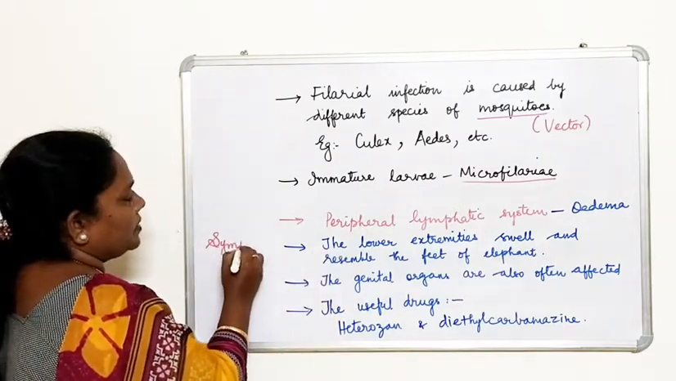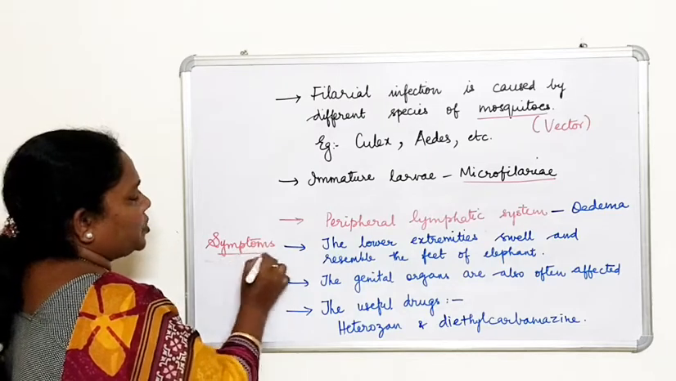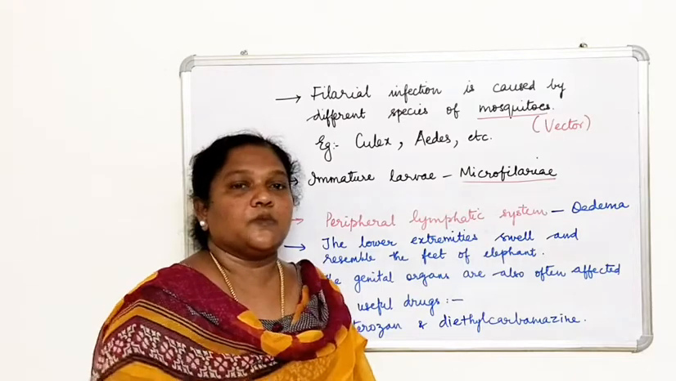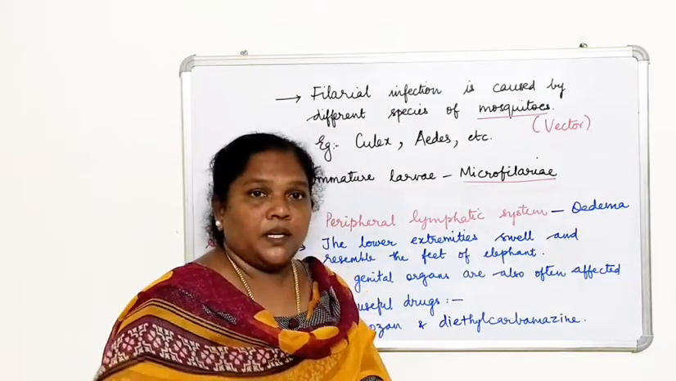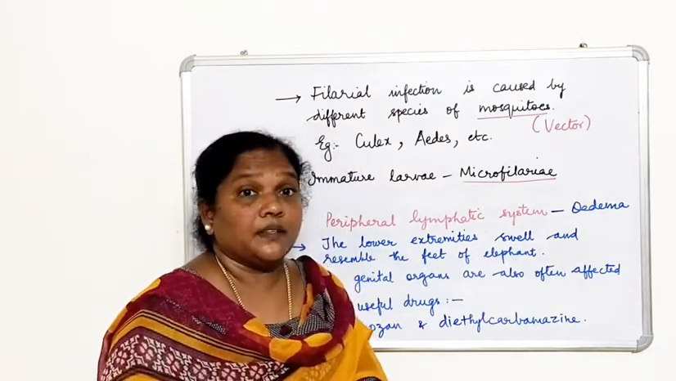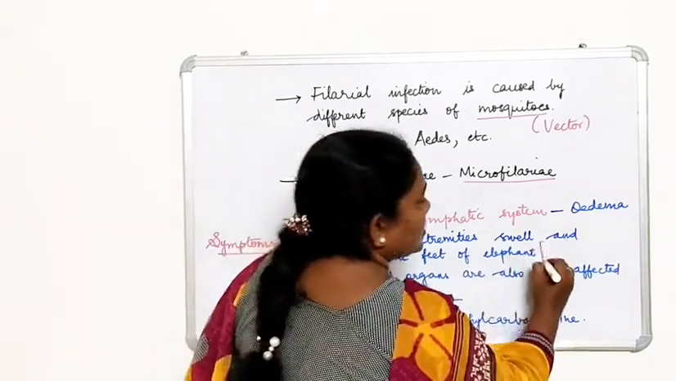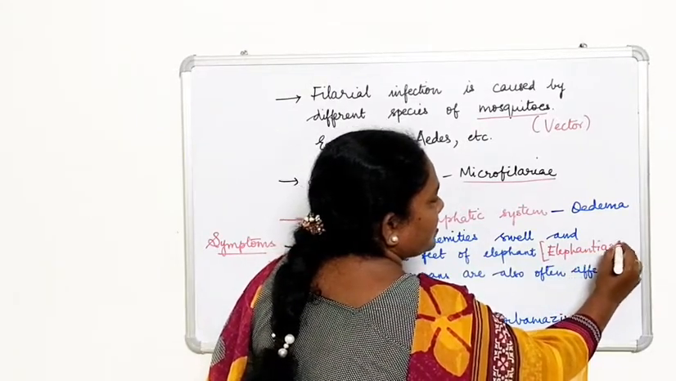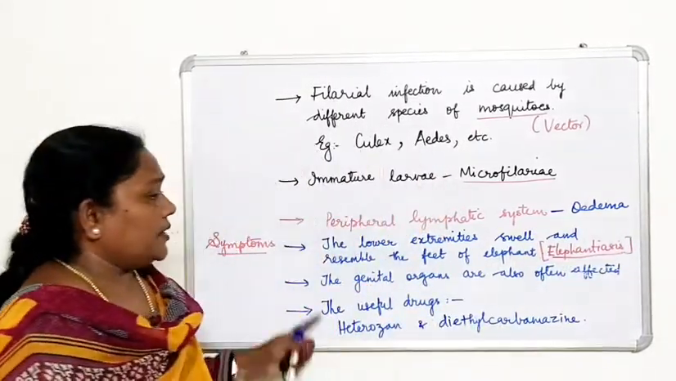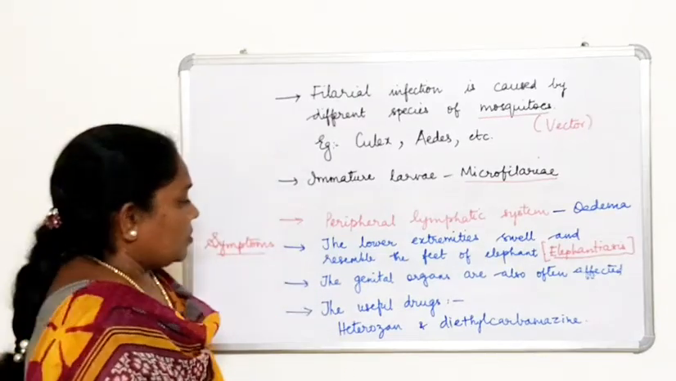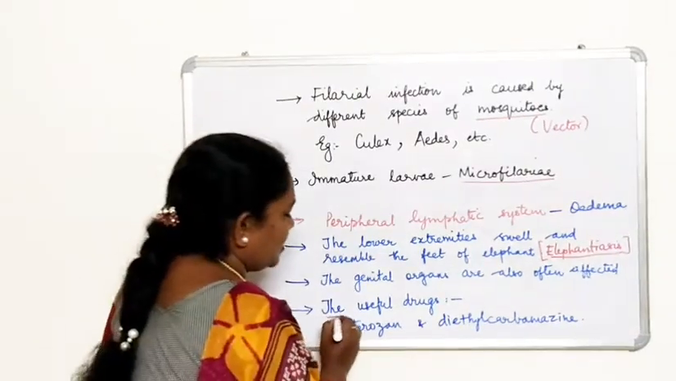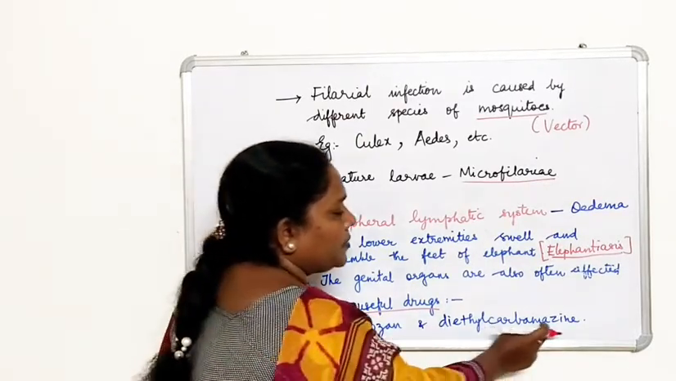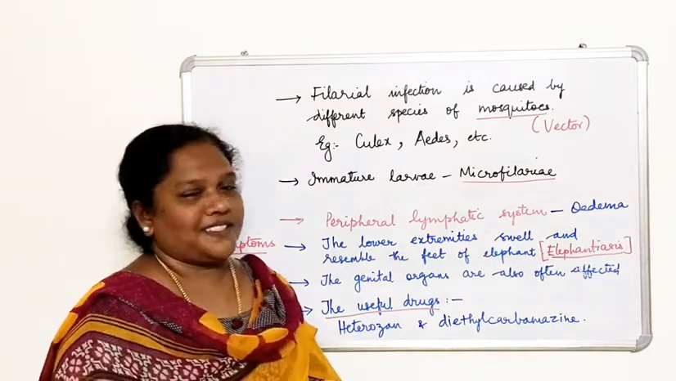The symptom you can see in a filariasis patient is that the lower extremities swell and resemble the feet of an elephant. When you look at these patients, the lower limb is swollen and looks like an elephant leg. That is why this disease is otherwise called elephantiasis. Even the genital organs are often affected. So how can it be treated? Some drugs very useful for this treatment are hetrazan, and diethylcarbamazine is also used for the treatment of filariasis.